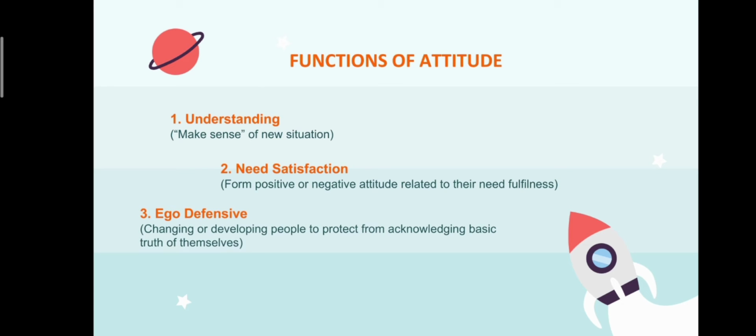And the third is ego defensive. Attitude serves ego defensive, changing or developing to protect people from acknowledging basic truths about themselves. For example, attitude can enhance people's self-esteem and allow them to avoid thinking about their own shortcomings by blaming others. Employees who dismiss all negative reviews about their behavior with the statement that the supervisor is really crabby are using attitudes as an ego defensive.